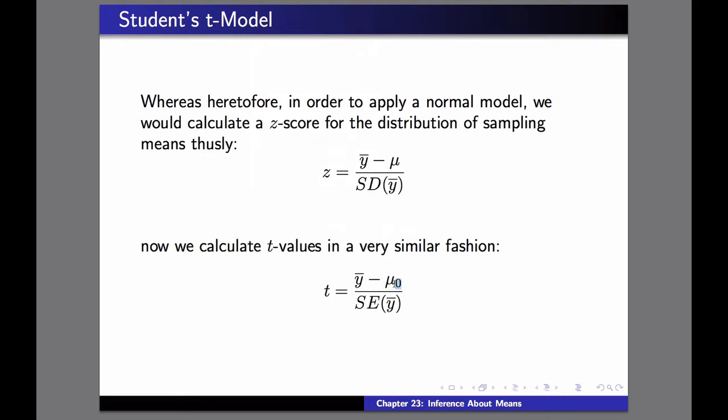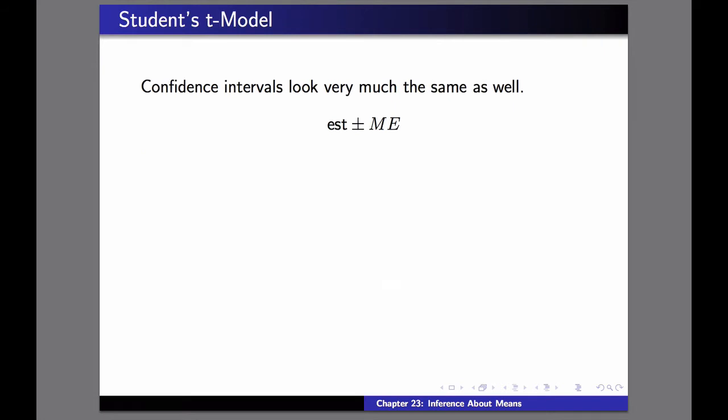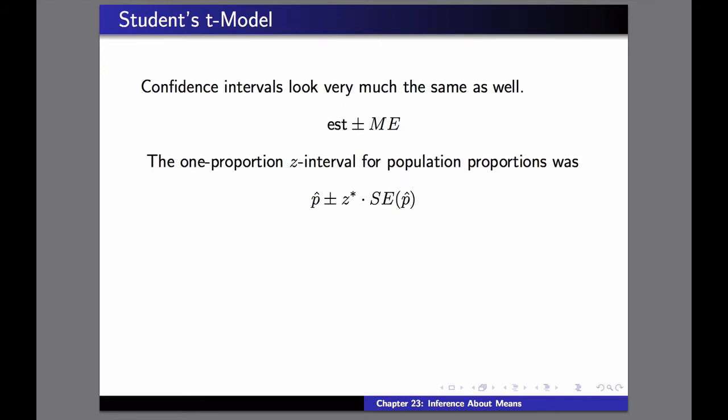Now, the only reason that this is mu naught and not a mu is because this is usually going to be a hypothesized value. This is from our null hypothesis. I'm just emphasizing that, but you can be loose with that notation there. So confidence intervals also look very much the same. Remember I told you that a confidence interval is always going to be an estimate plus or minus some margin of error. Okay, so for the one proportion z intervals, it looked like this. Our estimate was p hat plus or minus some critical value times the standard error.